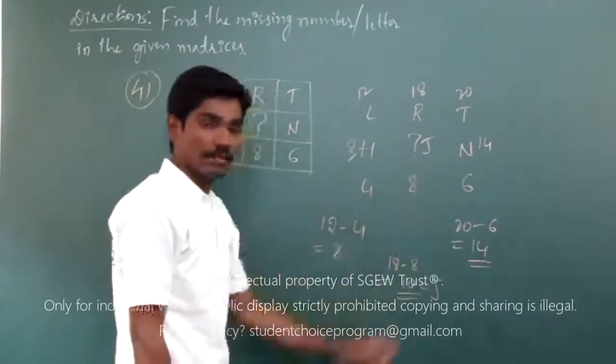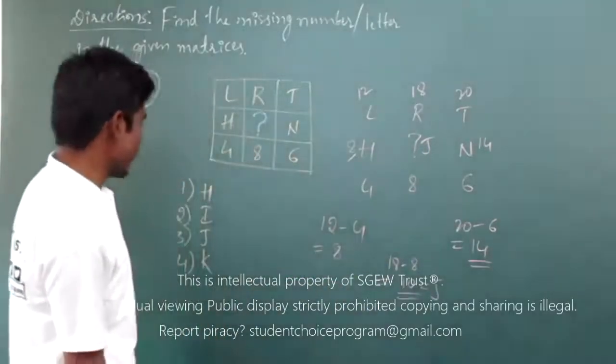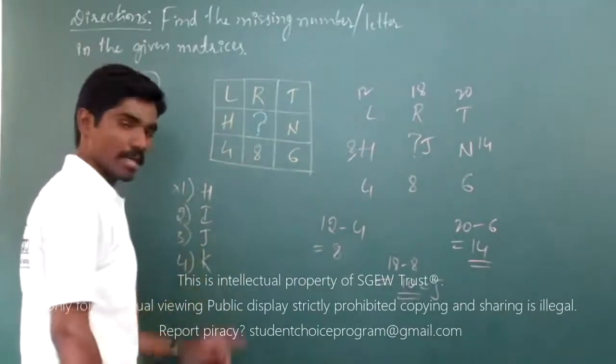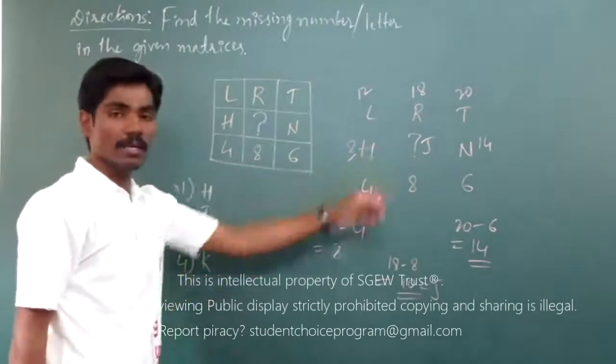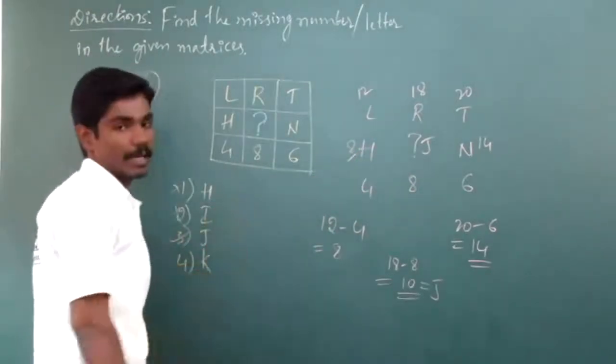Now, let us check the given options. The first option is H, which is wrong. The second is I, which is also wrong. The third is J, which matches with our result. Therefore, option 3 will be the right option.